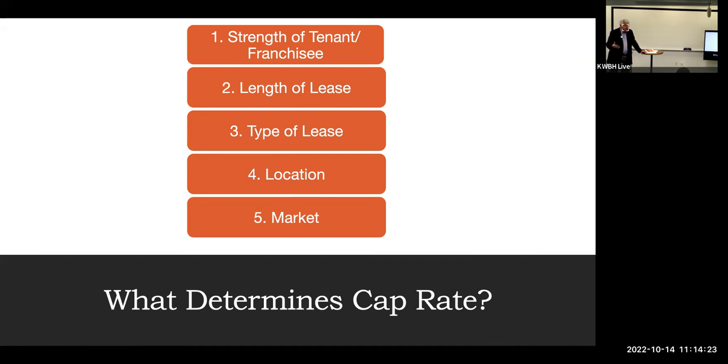How long is the lease? Is it a 4-year lease or a 20-year lease? A determinant of cap rate. Type of lease. Is it a double net lease or a triple net lease? Absolute triple net lease? What are the landlord responsibilities? That's a determinant of cap rate. Location. Is it in a town of 13,000, which is 35 miles from the nearest city, or is it in an urban area where there are lots of people around? A determinant of cap rate.